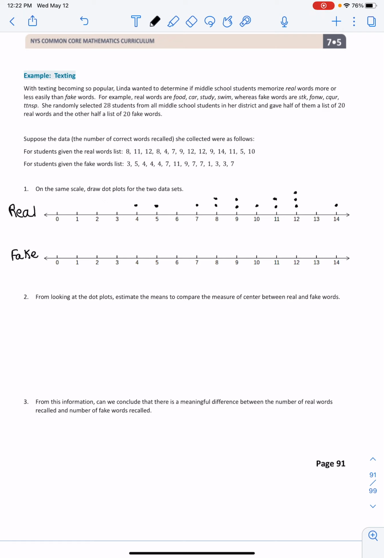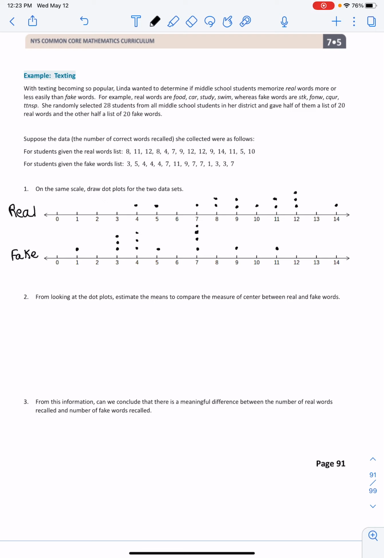For the fake words, we have 3, 5, 4, 4, and 4, 7, 11, 9, 7, 7, 1, 3, 3, and 7.